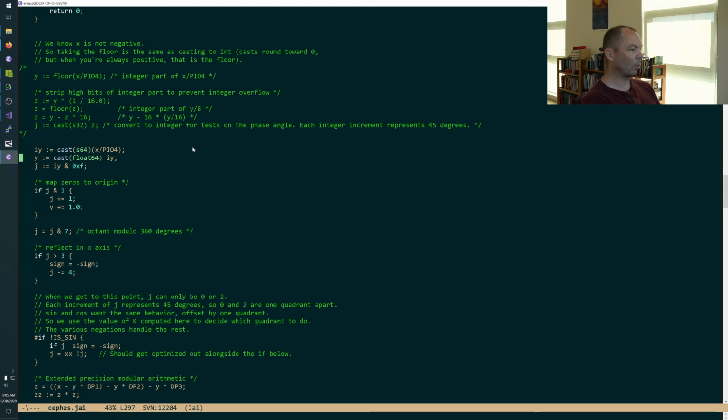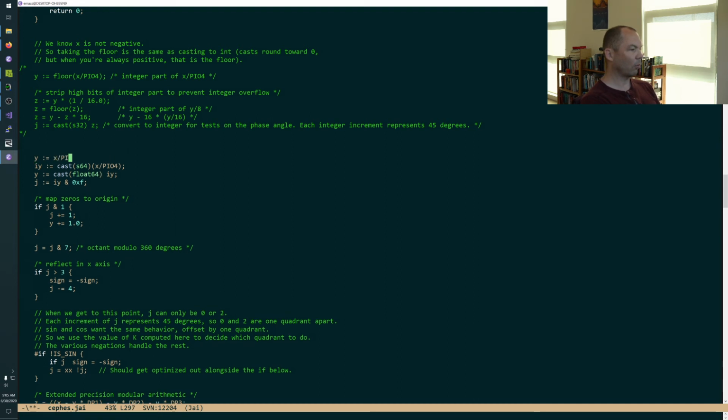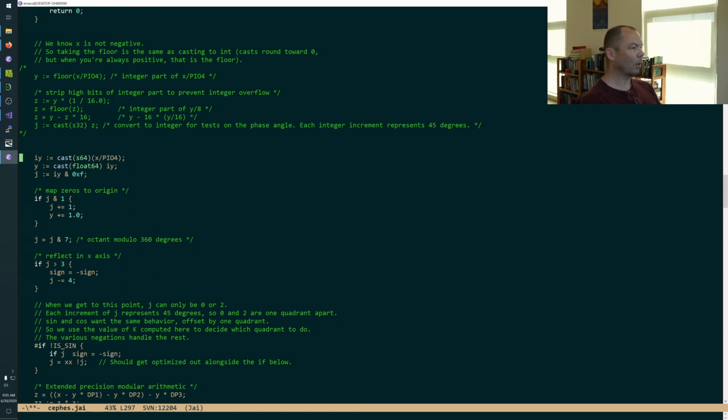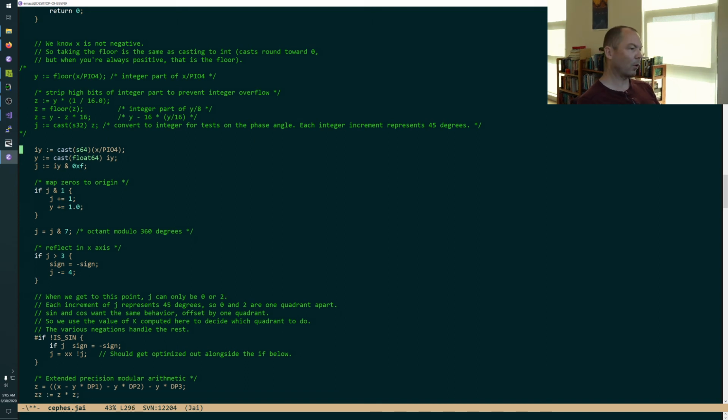You're right, we could do this the other way around. We could go y is x over pi over 4. Oh, no, because y has to be the floor. That's the point. And so we don't want it to call floor. So this cast to int is doing floor for us, and then we're converting back, right?